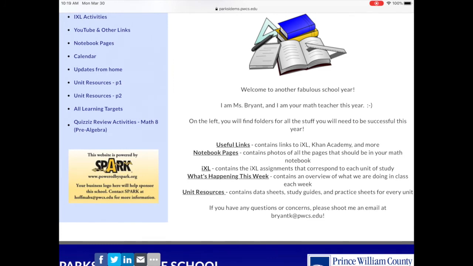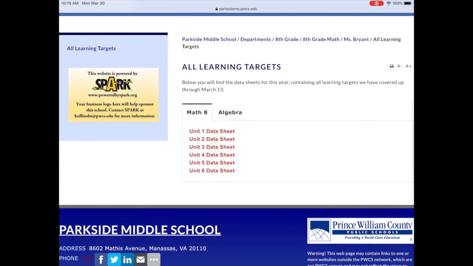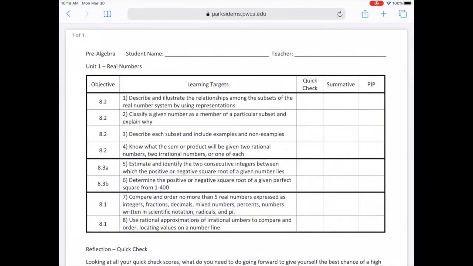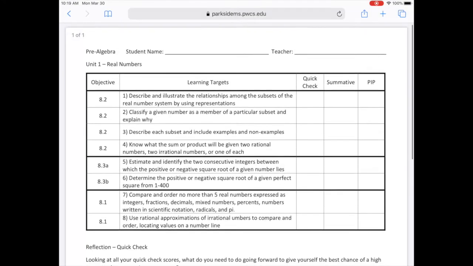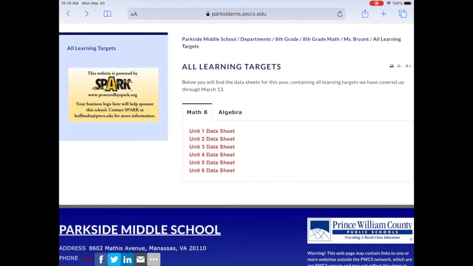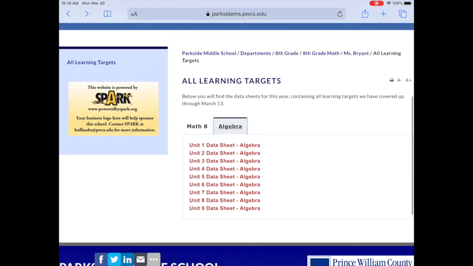If you click where it says all learning targets, basically you will just find all of your data sheets. Remember, this is what goes into your notebook next to your pocket. So all of your learning targets are broken down for every unit, and those are for Math 8 and for Algebra. So if you're interested in looking at all your learning targets, you have those.